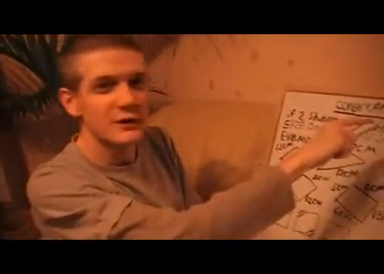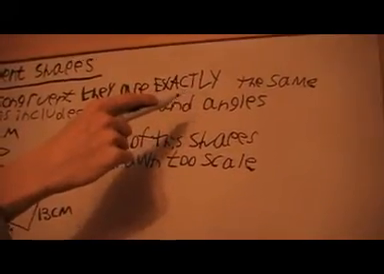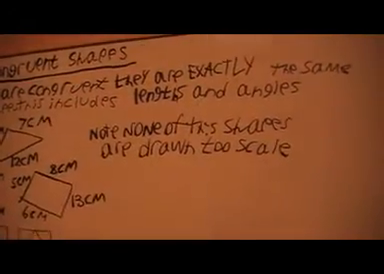In this lesson we're going to look at congruent shapes. And this is what it means. If two shapes are congruent, they are exactly the same size and shape, which includes the lengths and the angles.